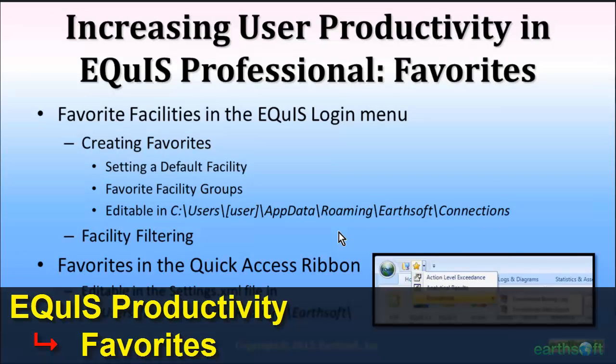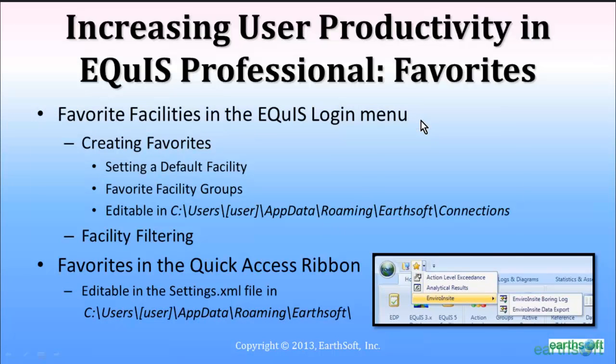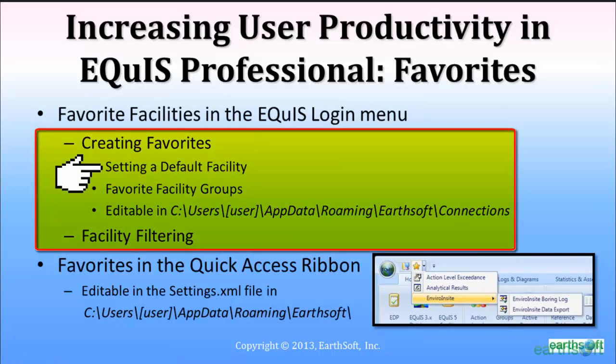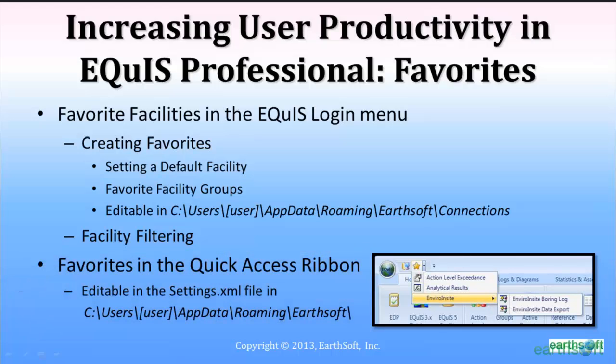Two areas that you can add favorites. The first is in the login menu. You can set a default facility. You can have favorite facilities, single facilities, or facility groups. And we'll talk a little bit about this, and then we'll also look at favorites in Pro itself. In this quick access ribbon here, we'll look at adding different reports and also adding folders, report folders in this quick access ribbon. Okay, so I'll go ahead and open up Professional.